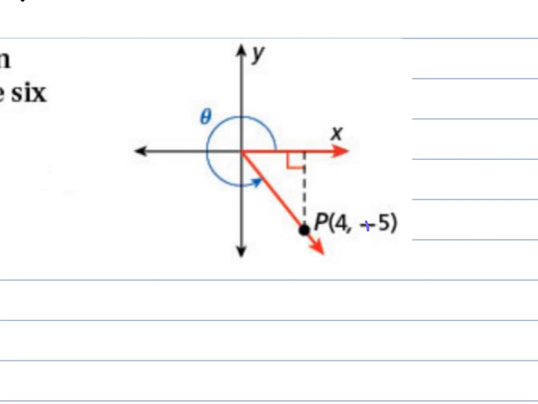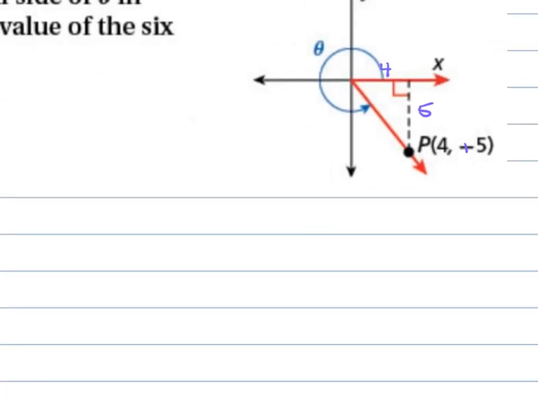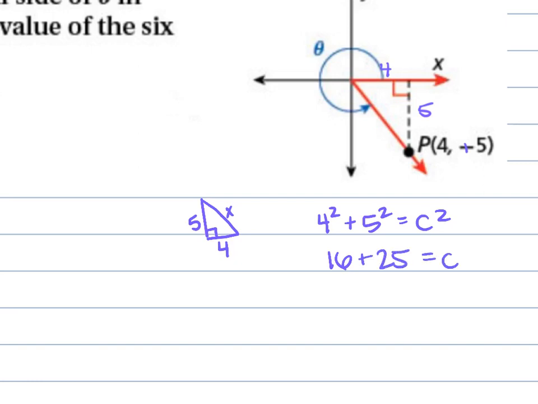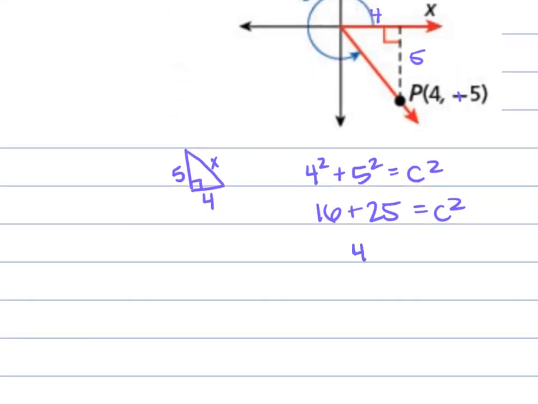So again, your x is the 4. That's your side to side. Your y is your up and down. That's going to be 5. So we can redraw this triangle to be 4, 5, our right angle. We have to find our hypotenuse. So we are going to have 4 squared plus 5 squared is equal to c squared. We have 16 plus 25 is equal to c squared. So this is going to give us 41 is equal to c squared. Take the square root, and c is the square root of 41.